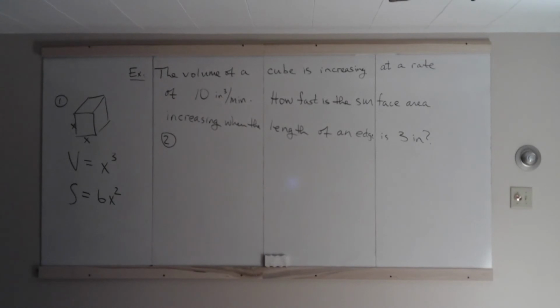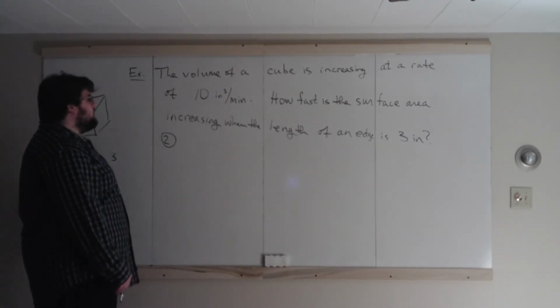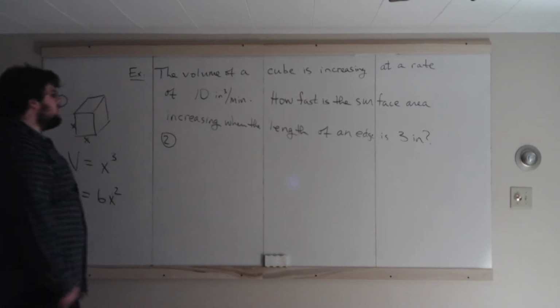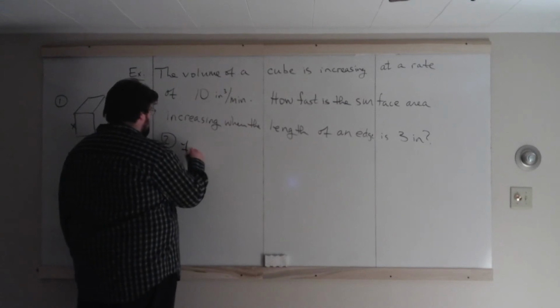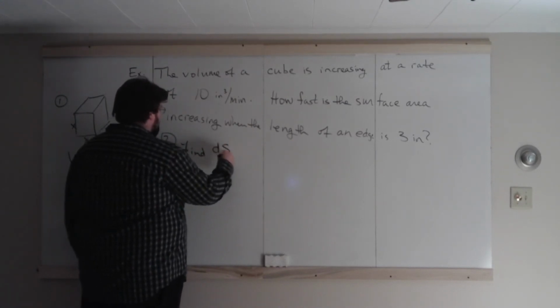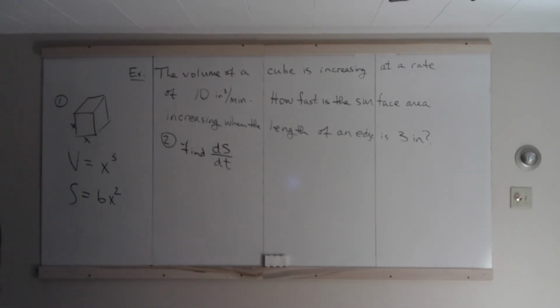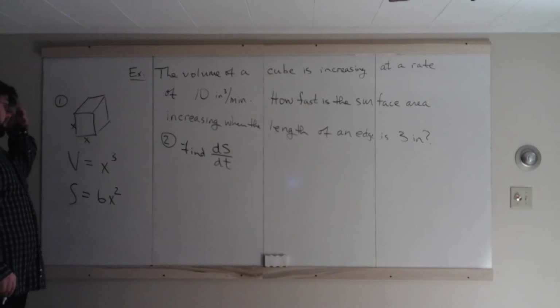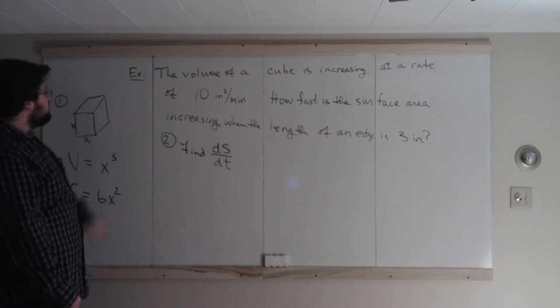Well, that's great. We have 2 equations. Already, it's more complicated than what we did before. Let's now translate this question into calculus. How fast is the surface area increasing? Using capital S for surface area, find dS/dt. Find how surface area is changing as time is changing.